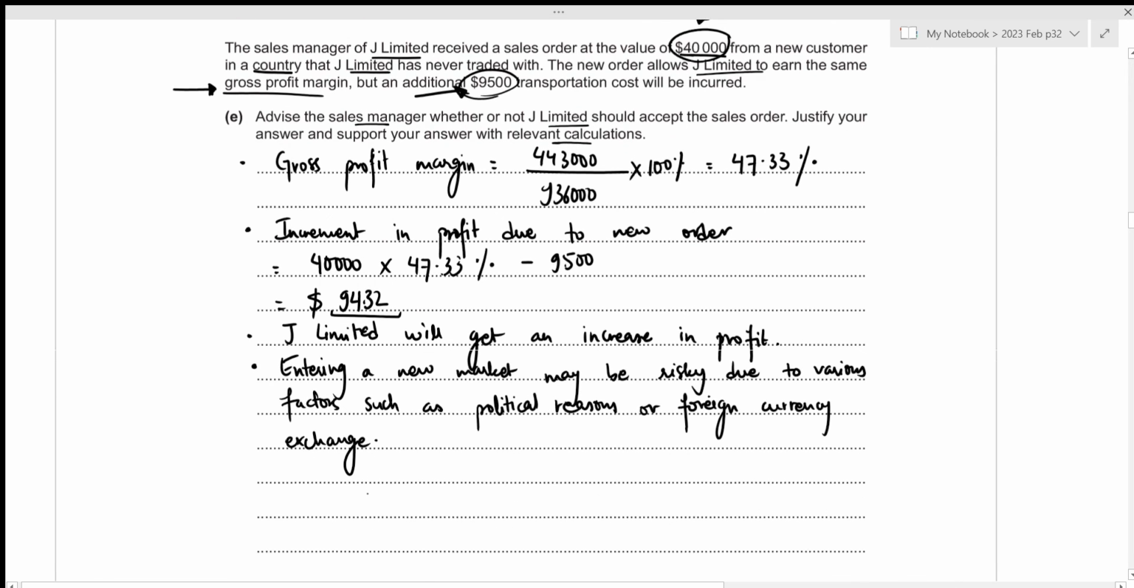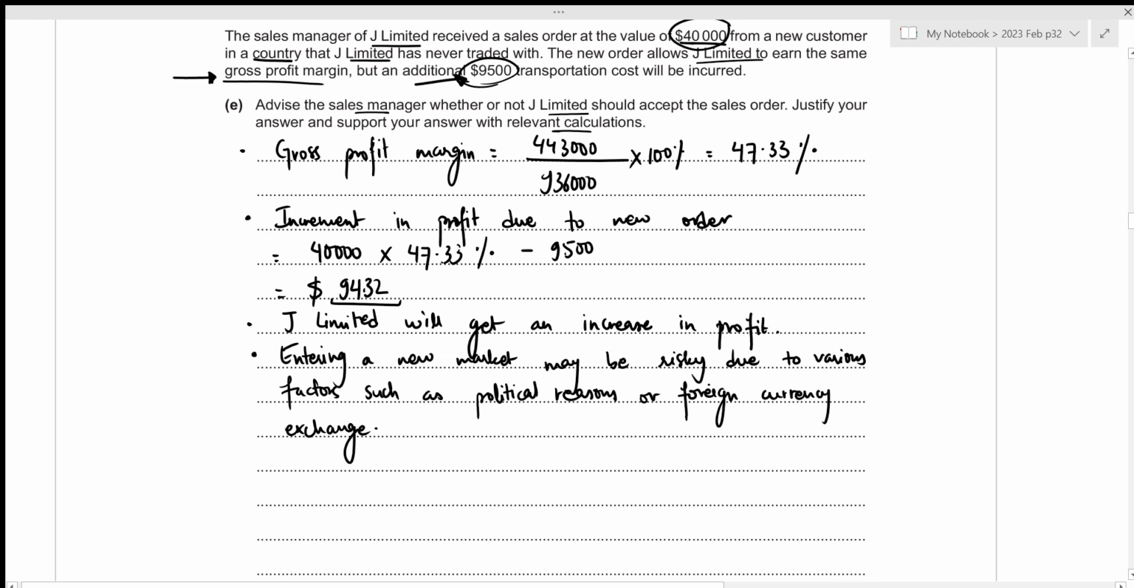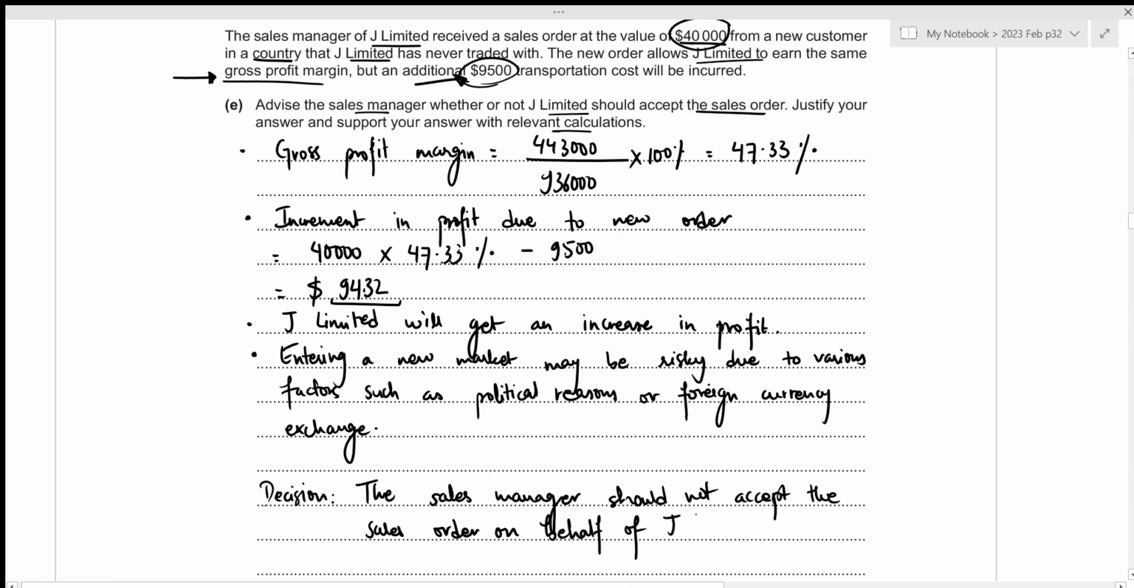Now, based on these factors, we need to advise the sales manager whether or not GA Limited should accept the sales order. Since there is an increased transportation cost as well as this is a new market, I would advise the sales manager not to accept the sales order. So let's write down that decision clearly. The sales manager should not accept the sales order on behalf of GA Limited.